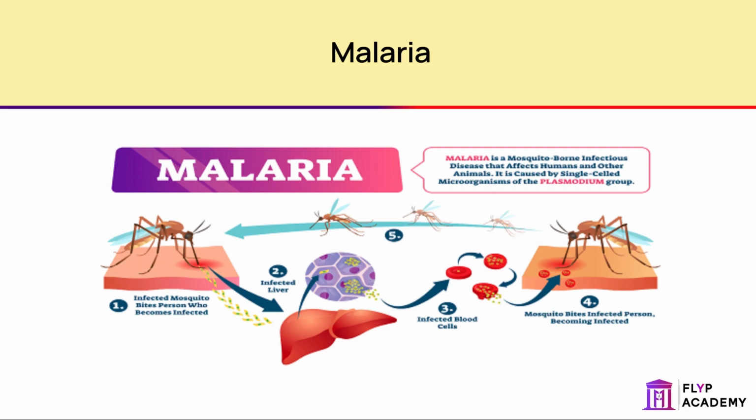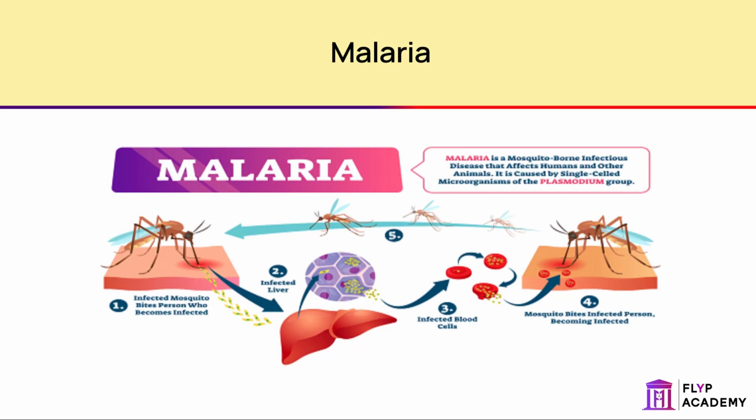Mosquitoes are a vector for the protist disease malaria. Malaria causes a recurrent fever which can prove fatal. People can be treated with anti-malarial drugs, but these do not always work.